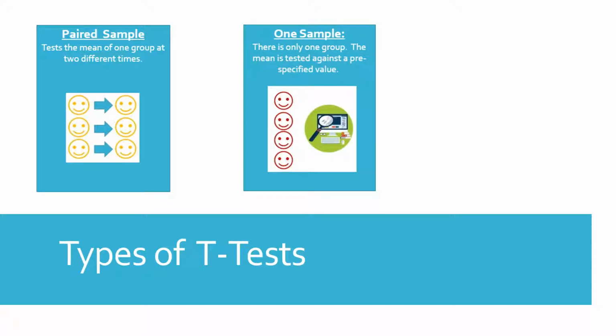In a one sample, there's only one group. The mean is tested against a pre-specified value. Past data indicates the average weight of a one-year-old baby, and a one-sample t-test could be used to compare the weights of a sample of one-year-olds from a particular city to that of the pre-specified data.